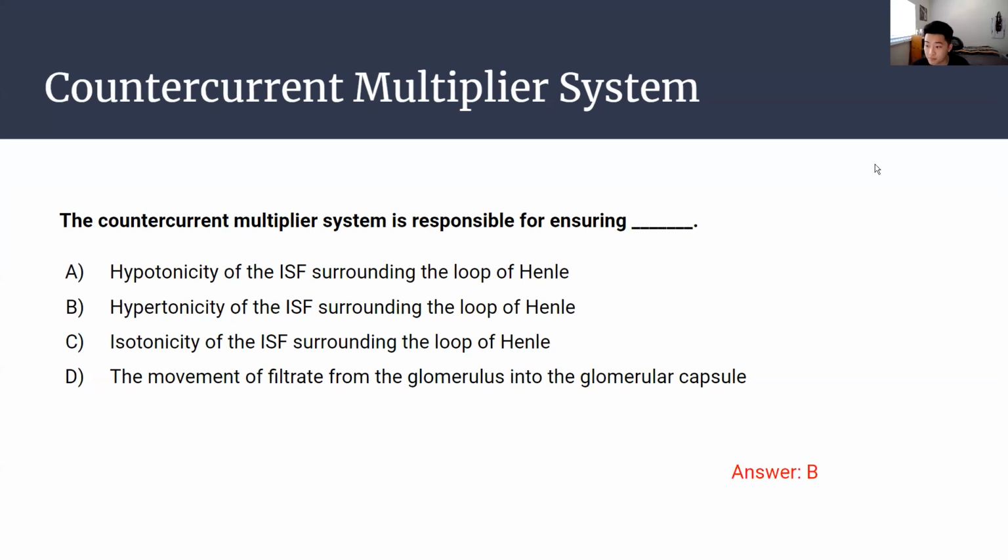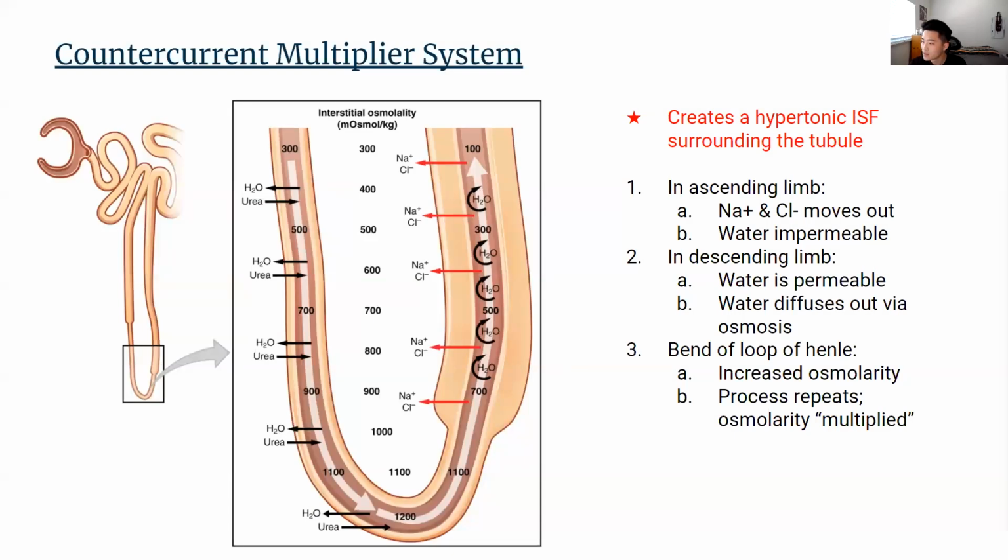So the correct answer is B. Right? Most of you got that because it's correct. So the countercurrent multiplier system is responsible for ensuring hypertonicity of interstitial fluid surrounding the loop of Henle. We're gonna take a look at how. So remember, the countercurrent multiplier system is a system that creates a hypertonic interstitial fluid surrounding the tubule. In other words, it increases the concentration of solutes outside of the tubule. It increases the osmolarity. It makes it more hypertonic.